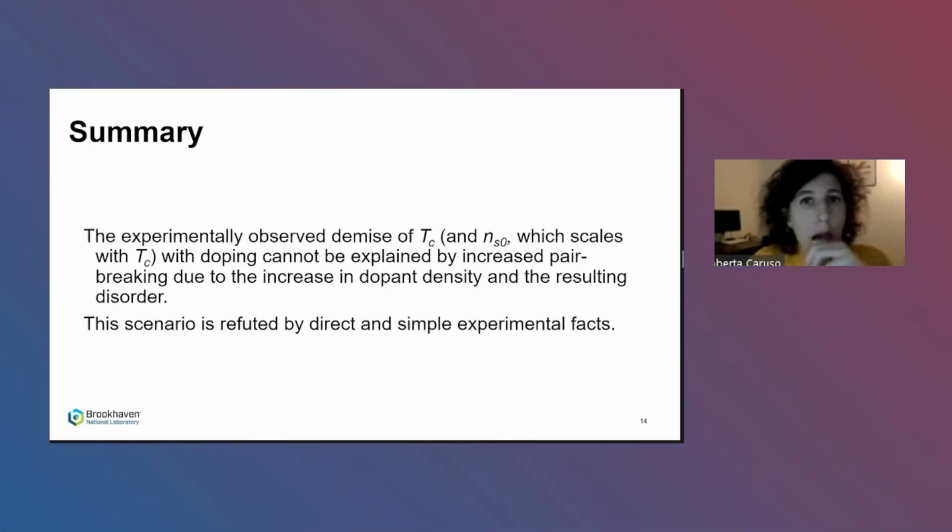I'm leaving you with the summary slide to summarize the important message, the take-home message of this talk. So the experimentally observed demise in Tc with the doping cannot be explained by an increased pair breaking due to the increase in dopant density and the resulting disorder. This scenario is in fact refuted by these direct and simple experimental facts we have just shown you.